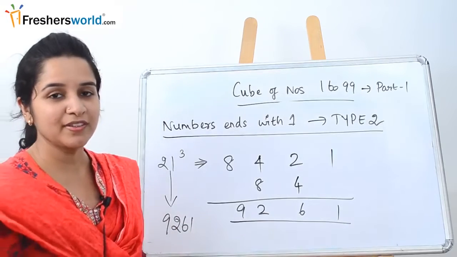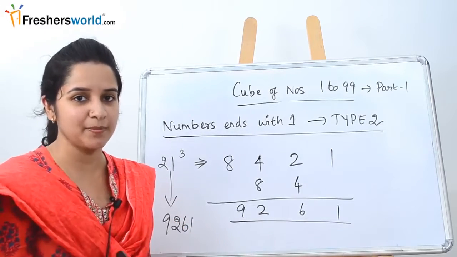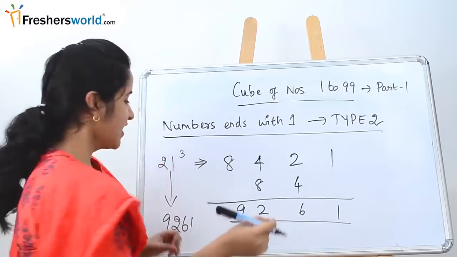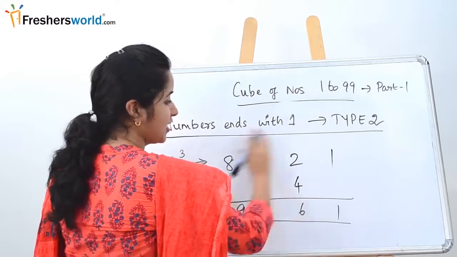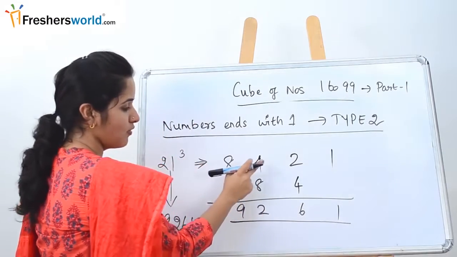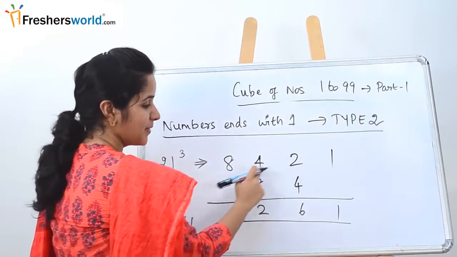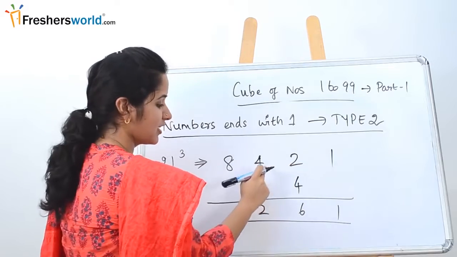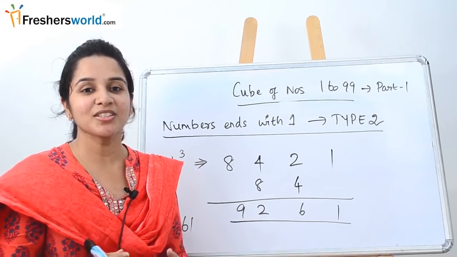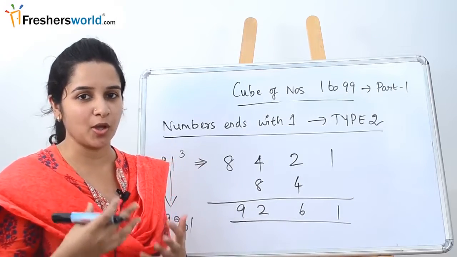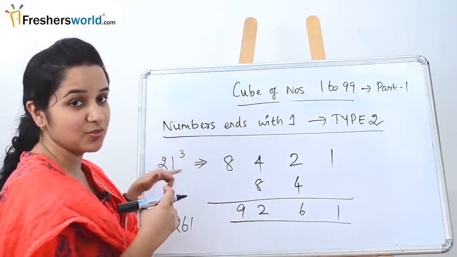So how did we solve it? In the same way that we did for the type 1 with one minor change. Instead of putting the 21 in the first place, we put it in the last place. So 21 at the end, 2 square is 4, 2 cube is 8, multiply the middle two digits by 2, which is nothing but 8 and 4. Then you are going to add it in the same way. Once you do this, you will easily get the cube for the problems where the numbers end with 1.